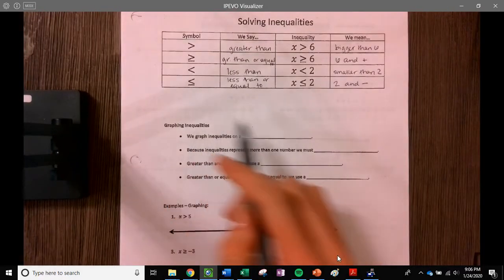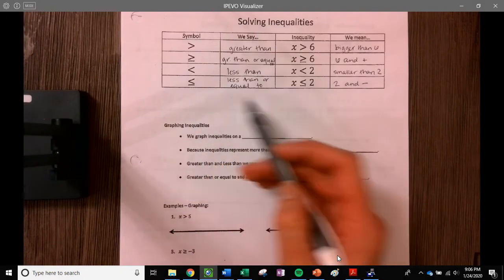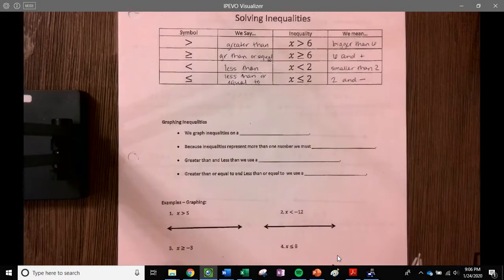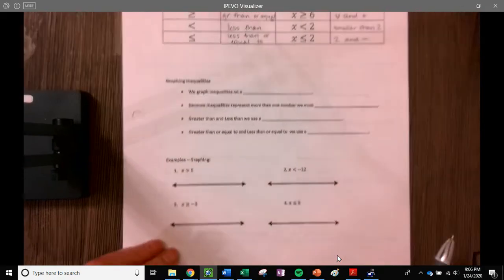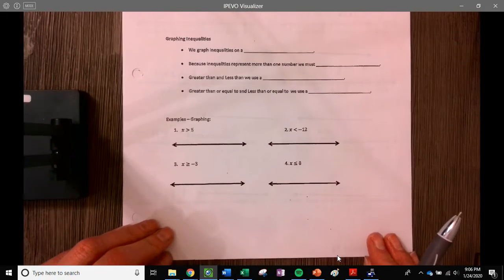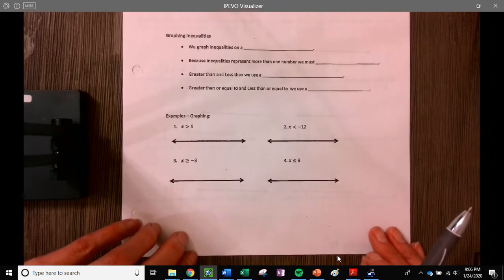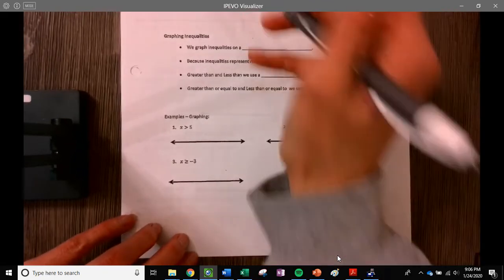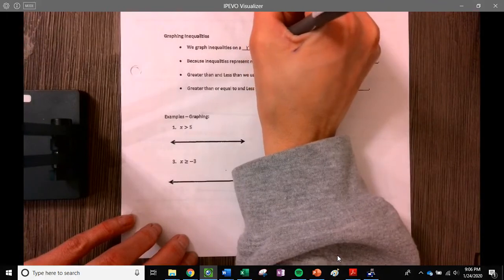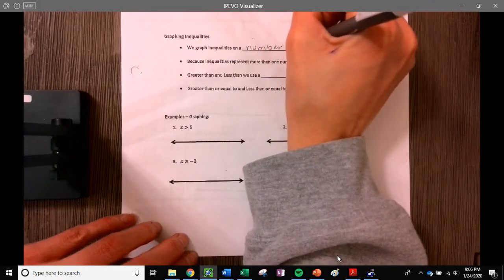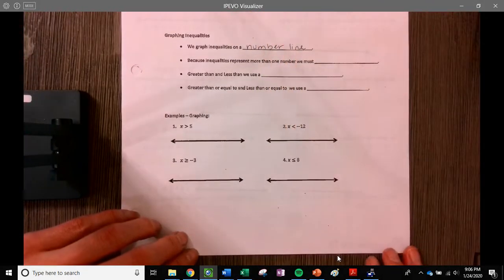Okay? We've seen these signs before. You guys, come on, elementary school, middle school, you've seen them all over the place. So we're familiar with those. But how do we proceed to deal with these inequalities? Well, one thing that we don't do with equations that we do with inequalities is that we're going to graph them, and we graph them on a number line. We represent those values on a number line.